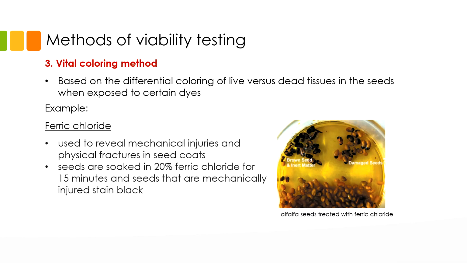Another dye that can be used in vital coloring is ferric chloride. This chemical is particularly effective in revealing mechanical injuries and physical fractures in seed coats. Seeds are soaked in 20% ferric chloride solution for about 15 minutes. If the seed coat has been mechanically damaged, the injured areas absorb the solution and stain black, making the damage easy to identify. In this image, you can see alfalfa seeds treated with ferric chloride. The black staining clearly indicates the presence of seed coat damage caused by mechanical stress.